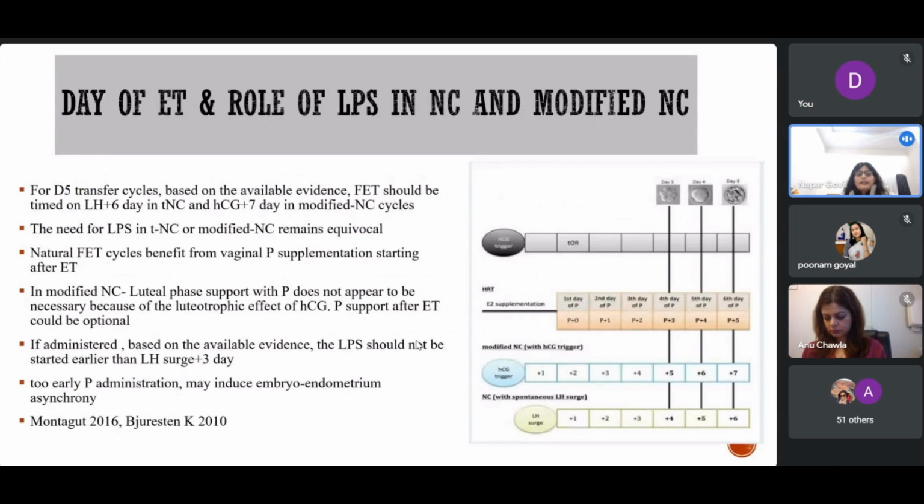So, the day of embryo transfer and the role of luteal phase support. It was found that in natural cycles, luteal support actually helped increase the live birth rate. But in modified natural cycles, when an hCG trigger was given, luteal phase support with progesterone was not necessary because of the luteotrophic effect of hCG. So progesterone support after embryo transfer could be optional. A very important thing is to avoid too early administration of progesterone, because again it can induce embryo-endometrium asynchrony. Based on available evidence, luteal phase support should not be started earlier than LH surge plus 3 days.